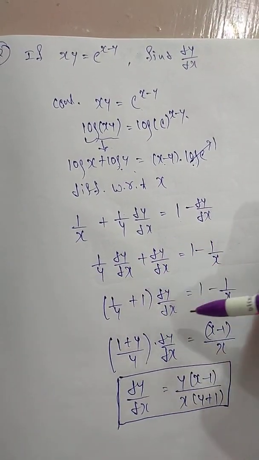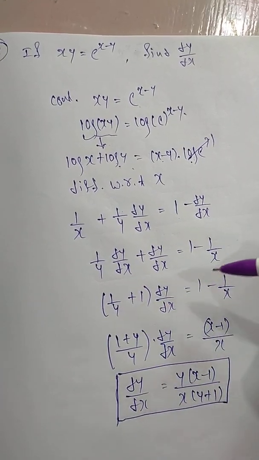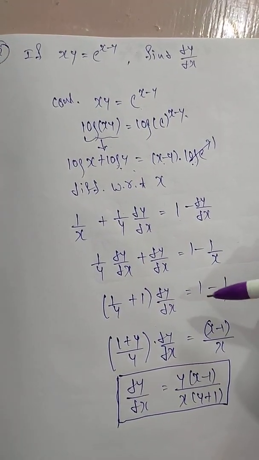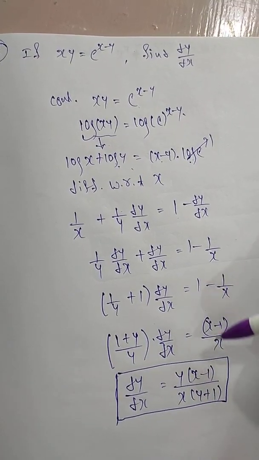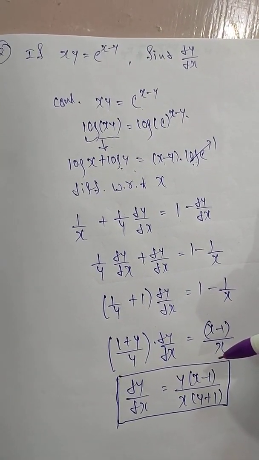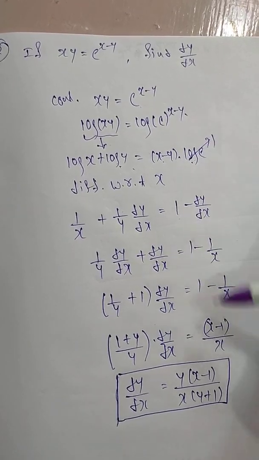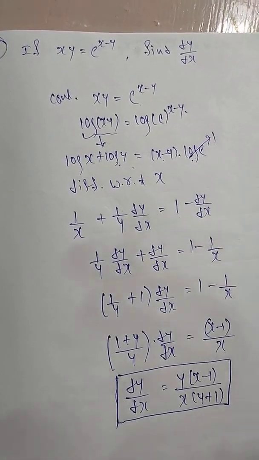Now dy by dx is common. So (1 by y plus 1) into dy by dx is equal to 1 minus 1 by x. Take an LCM: (1 plus y) by y into dy by dx equals (x minus 1) by x. Cross multiply the term, then you will get the result. So this is the answer.